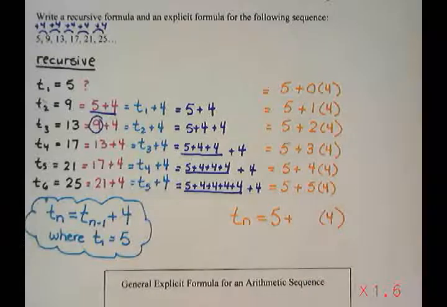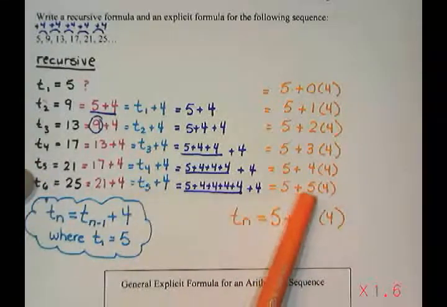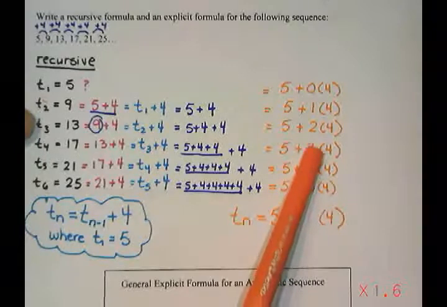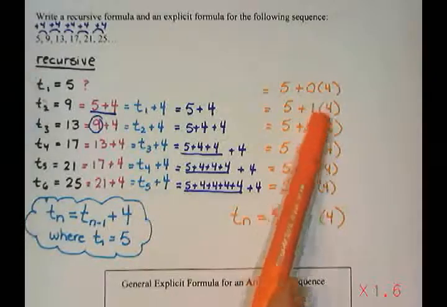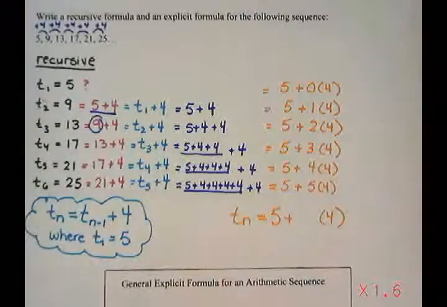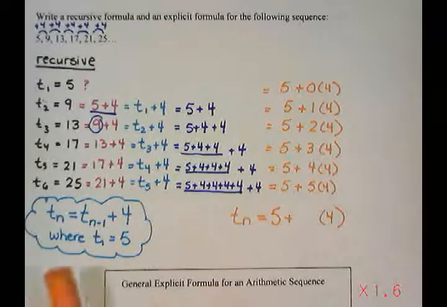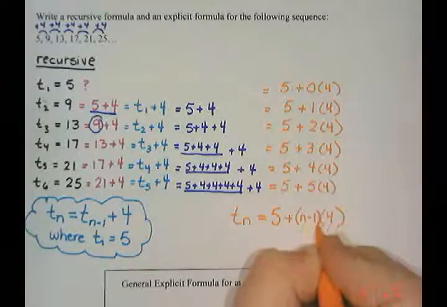Well, if I take a look here, I'm doing term 6, and this number here is a 5. In term 5, we have a 4. In term 4, we have a 3. In term 3, we have a 2. In term 2, we have a 1. And in term 1, we have a 0. So it's always one smaller than the number that's here. So if I was doing term 7, I would go one lower and use a 6. So if I'm doing term n, I need one number lower, which is going to be n minus 1.